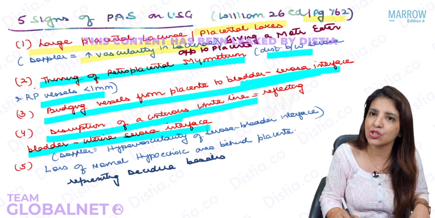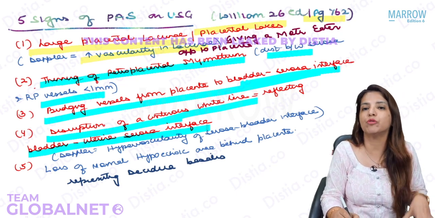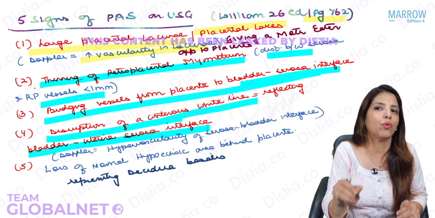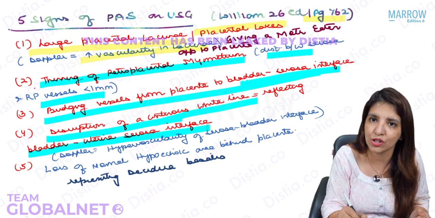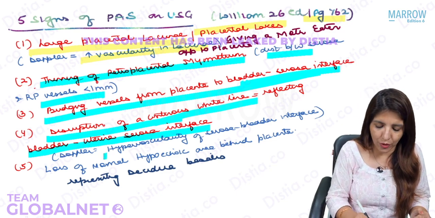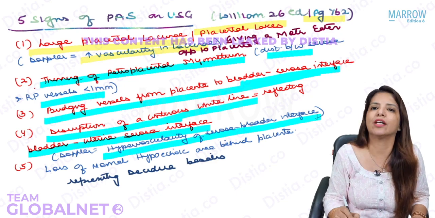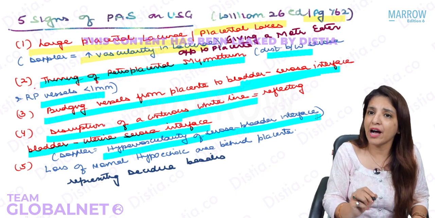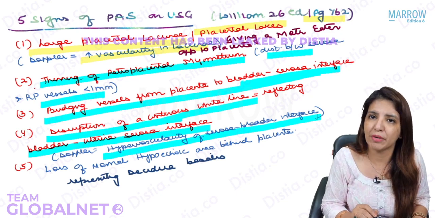And why has this disruption happened? This disruption has happened because vessels have grown from the placenta and they are going up to the bladder serosa interface. So when you switch on the Doppler, you are going to see hypervascularity of the serosa bladder interface. Then, the last finding is related to the decidua basalis.